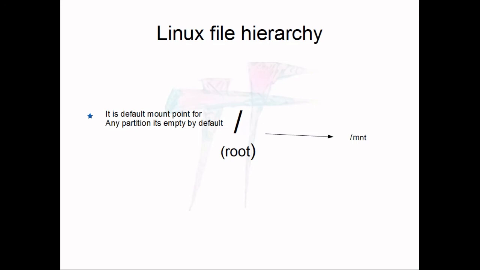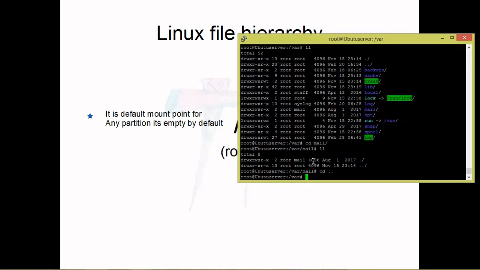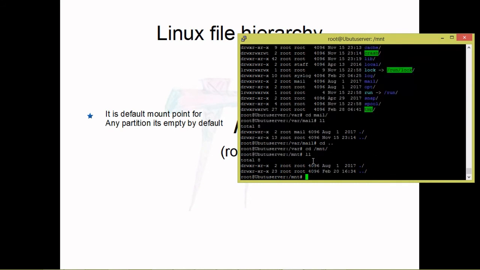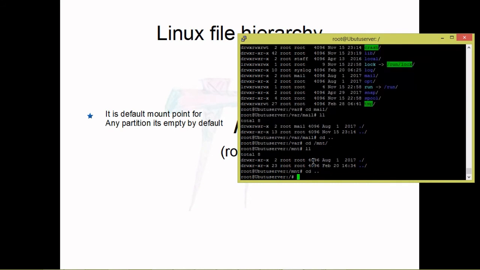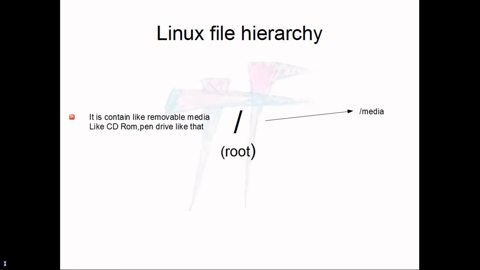cd /mnt. This is the default mount point for any partition. It is empty by default. We'll check this one, cd mnt, list out, it is empty only. Okay, then we'll move to next.